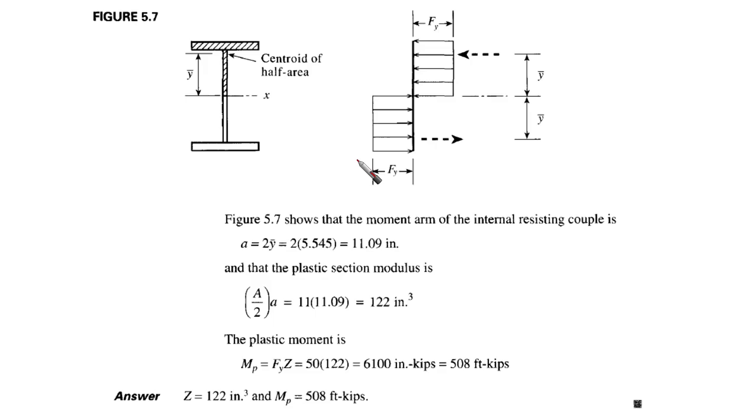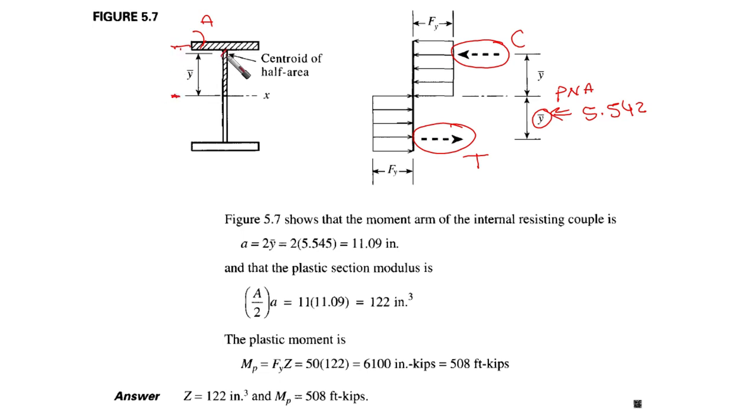The meaning is that the location of the compression force and the location of the tension force is going to be distant from the plastic neutral axis by y bar, which is 5.542. So how did we get it? Again, we obtain the area and the distance of this area to the neutral axis. We multiply the area by the neutral axis distance. We call it the first moment of area.